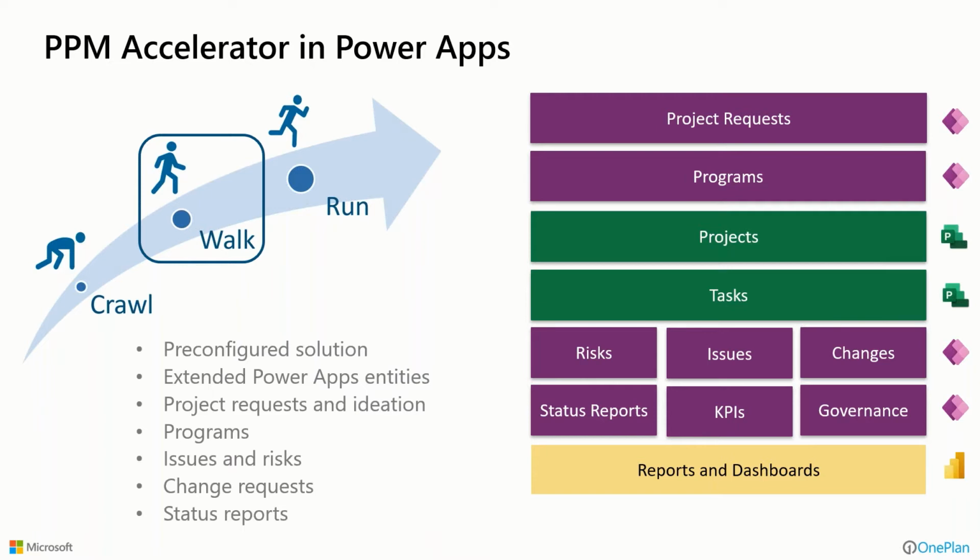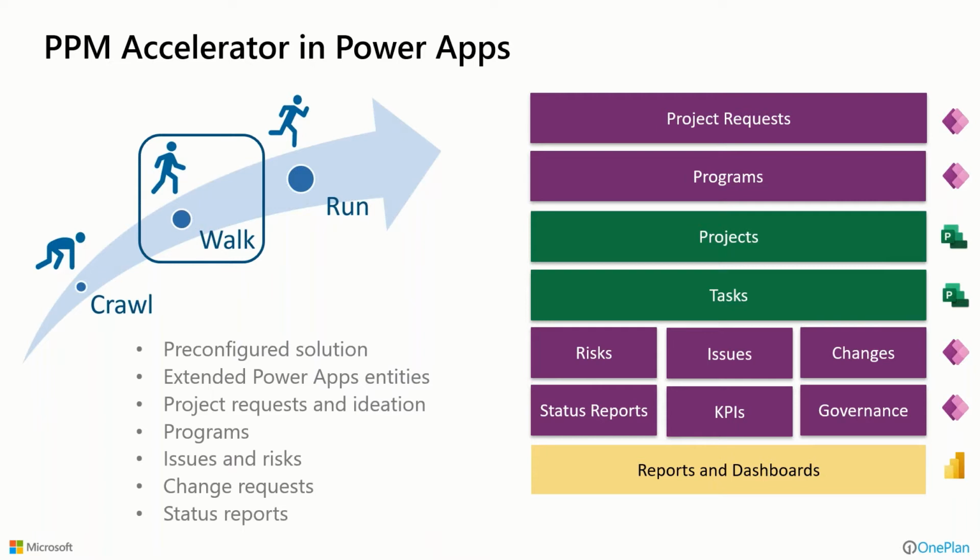In the purple, in the Power Apps area, it adds things like entities for project requests and intake so that you can have a funnel that you can promote to projects later on. Programs that you can actually have logical aggregations of projects into larger programs. The ability to have things like issues and risks and change requests, narrative-based status reports and status reports incrementally over time, and other capabilities like adding KPIs and some governance measures.